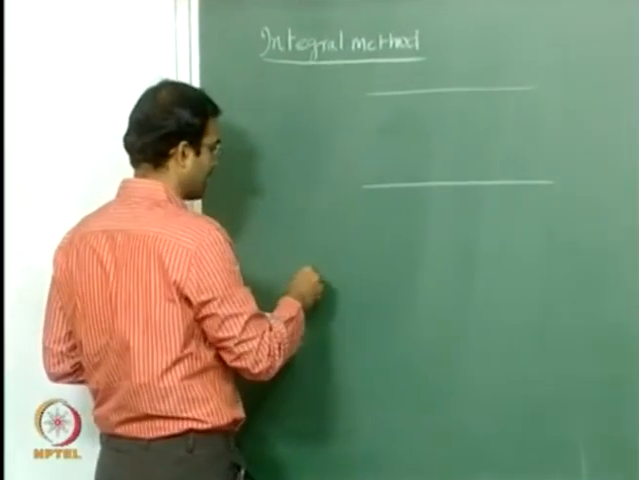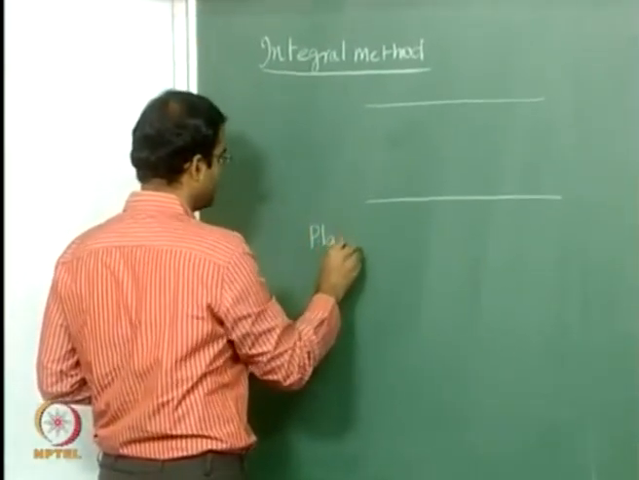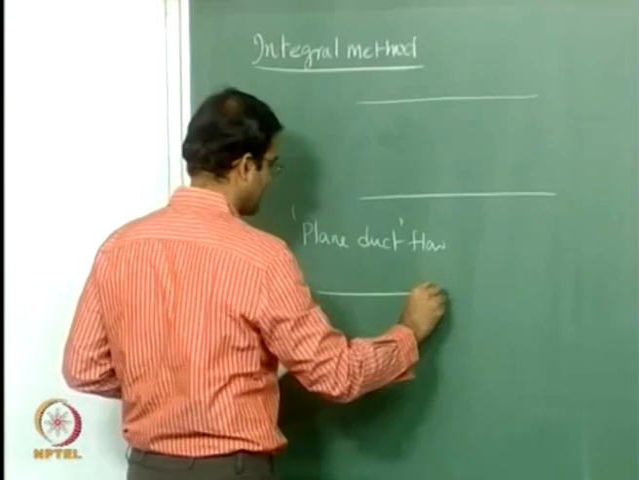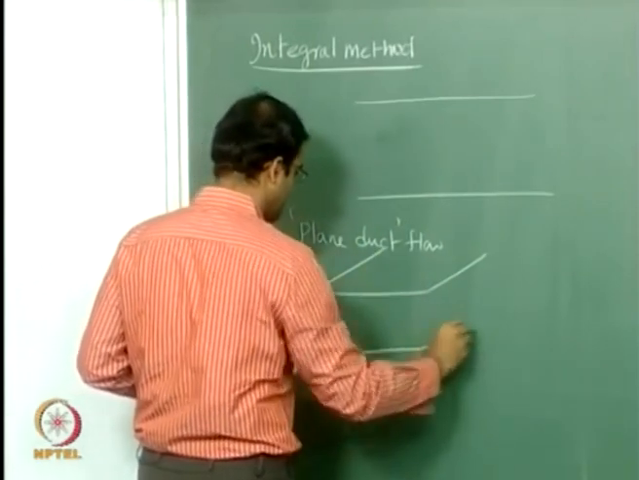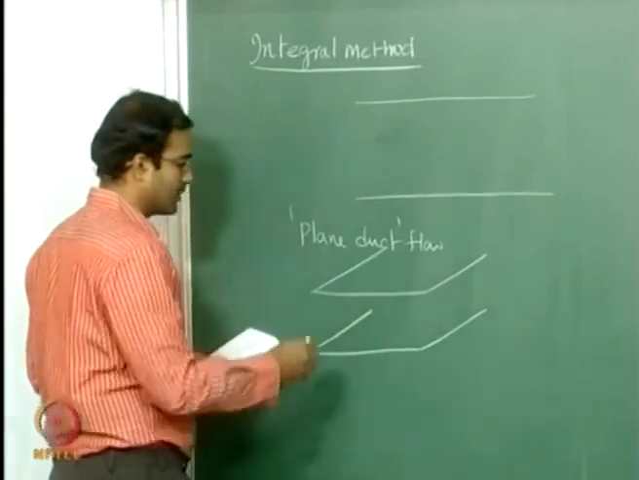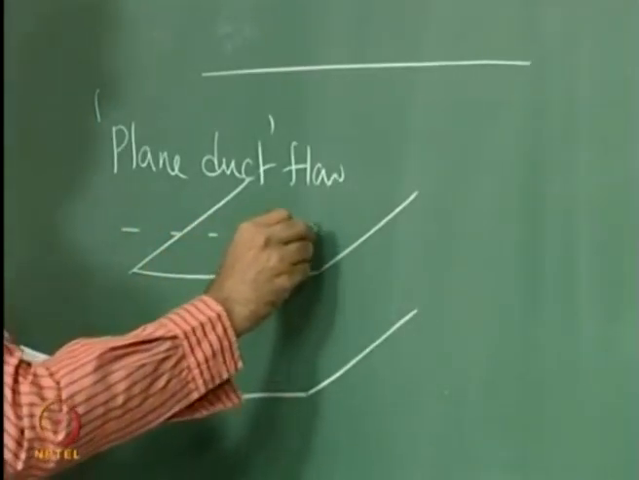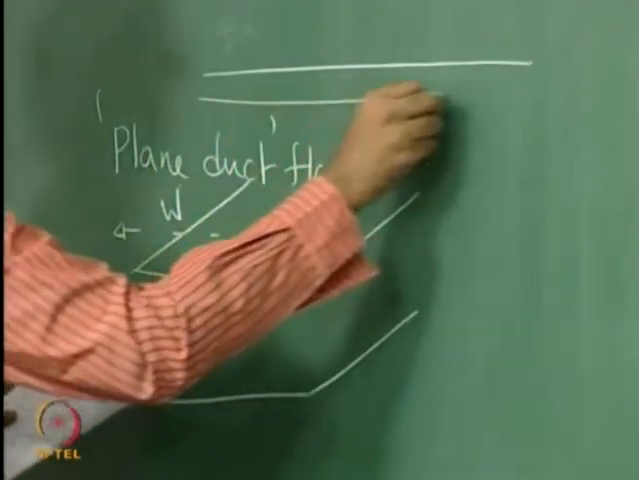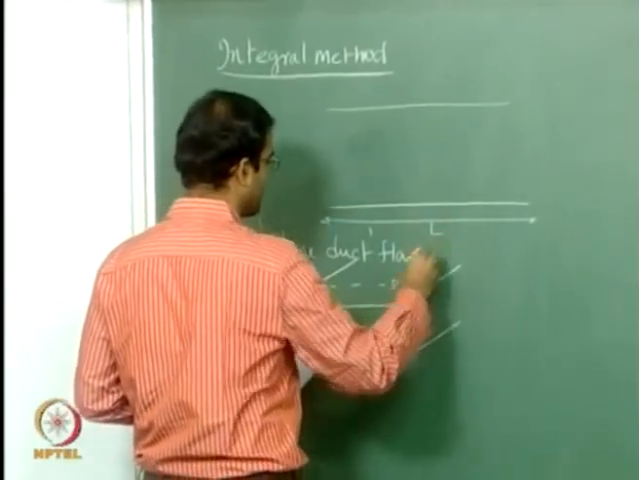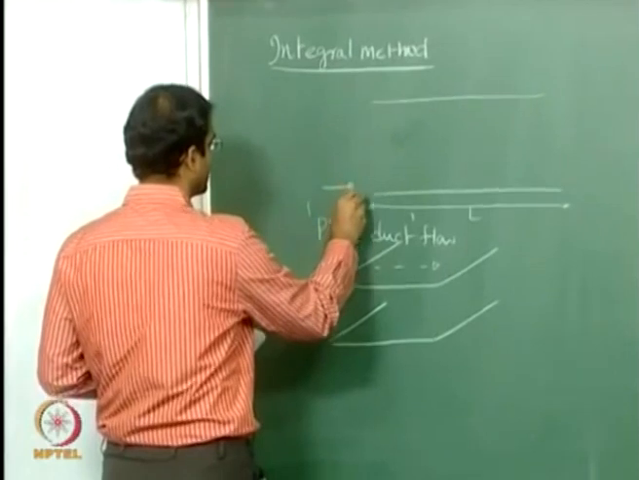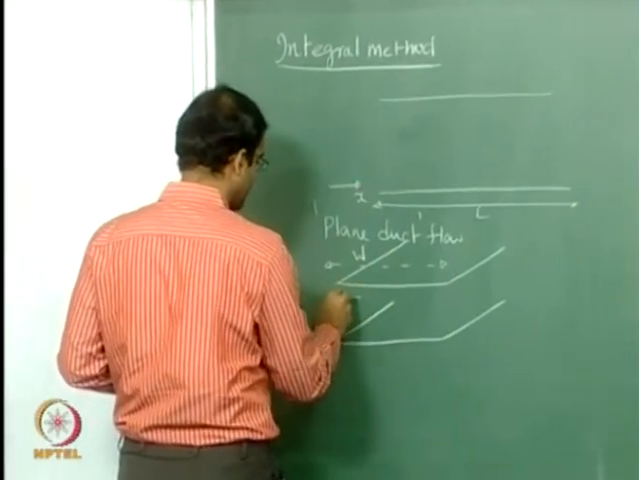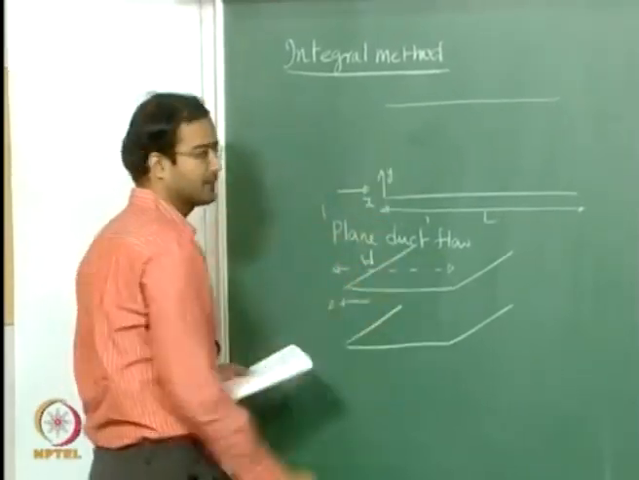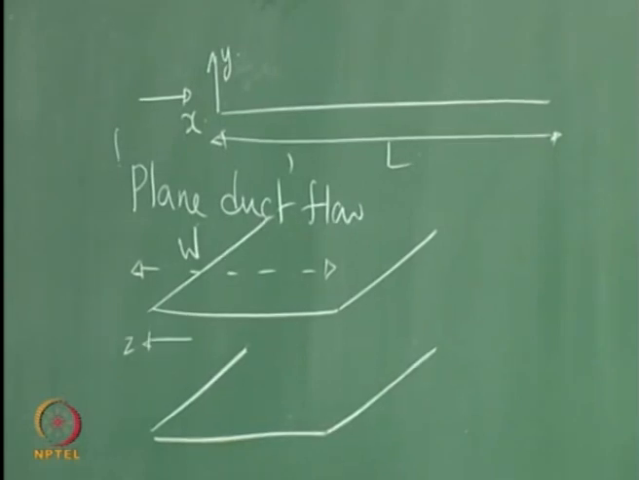So if you look at the cross section of a plane duct flow, you may be seeing that it is something like this. You can assume that the width of this plate is some W, and the length of these plates along the x direction is L. Okay, you can see that the width is towards the z direction here. And then you have your y direction perpendicular to x and z. Alright, so this is a plane duct.